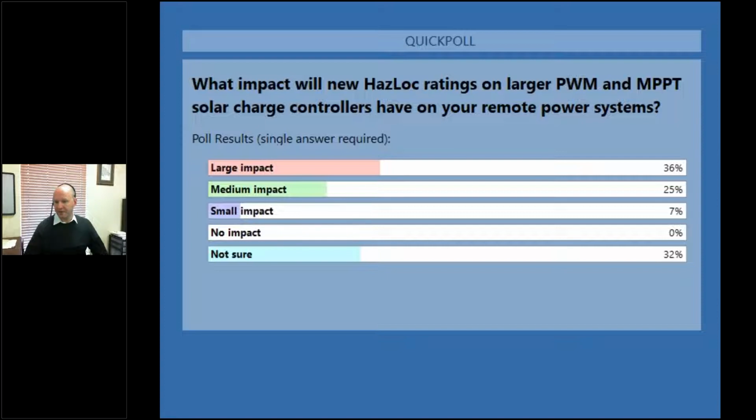Many more say as well, 25%. So I would say over half say it's a medium to high impact in terms of affecting their business and designs. And then lastly, a small impact, a very small number, 32% said not sure. So hopefully with more information on these products and seeing some of the benefits of adding data or MPPT to these systems, we will be able to see what kind of impact they'll have in the future as they are communicated.